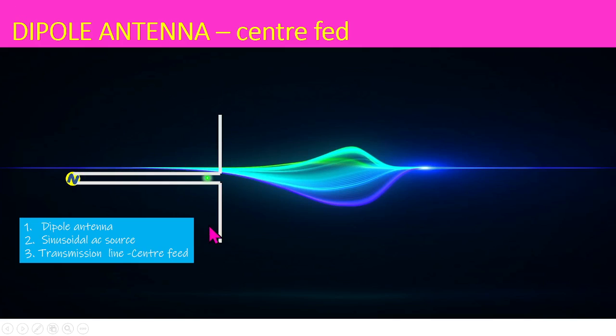dipole antenna. Usually the length of this dipole antenna will be lambda by 2 and it is center fed. That means this transmission line is connected at the center and it has an insulator also, and with the help of that center connection this AC signal will be applied to this dipole antenna for radiation.